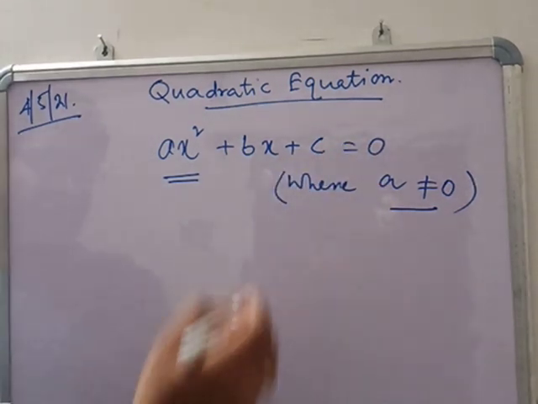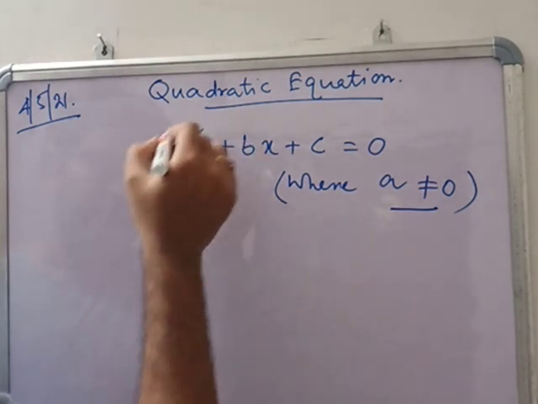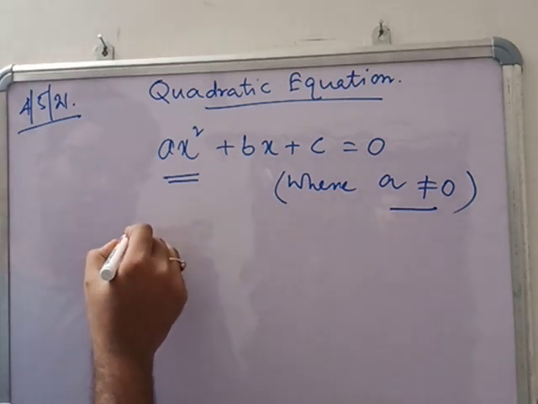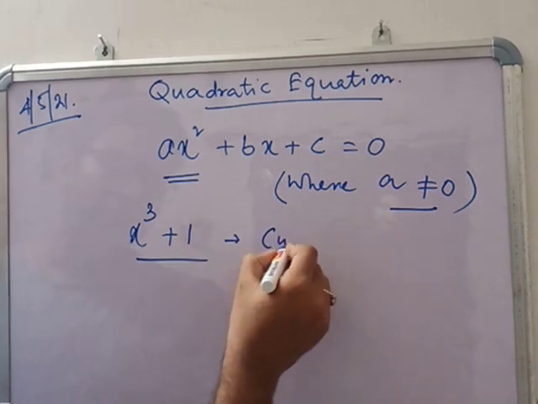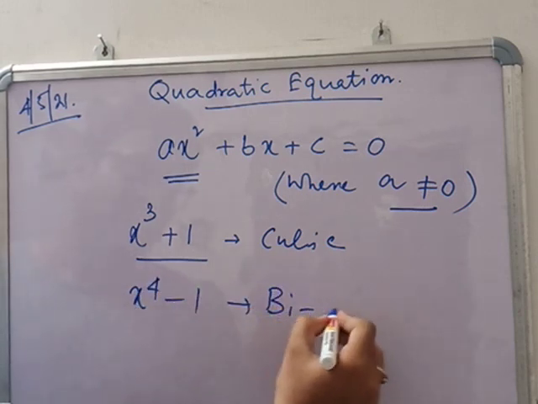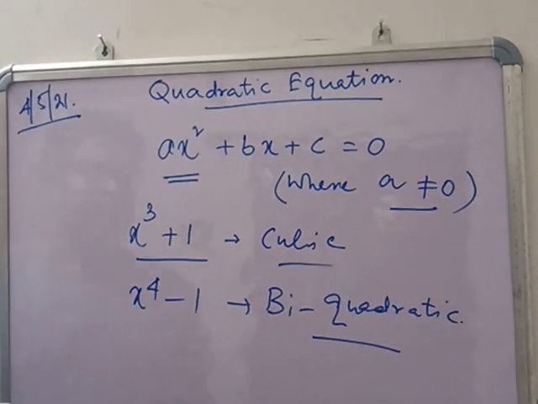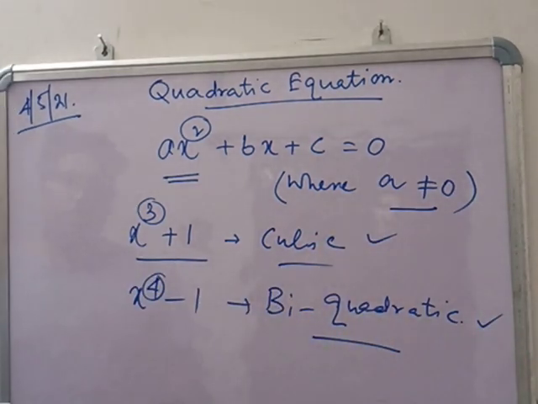In a quadratic equation, quad means 2. The highest power of x is 2 here. When the power is 2, this is called quadratic. When the power is 3, that is cubic, like x cube plus 1. When the power is 4, like x to the power 4 minus 1, this is called a biquadratic equation. In our syllabus, only the quadratic equation will be there.